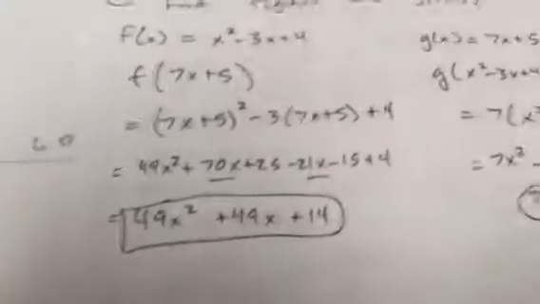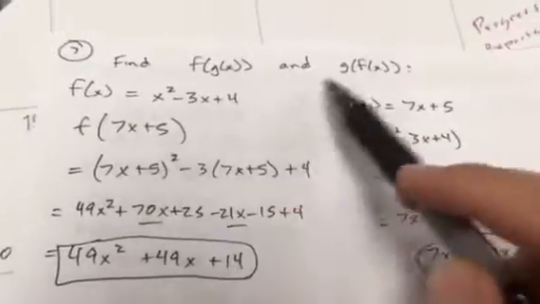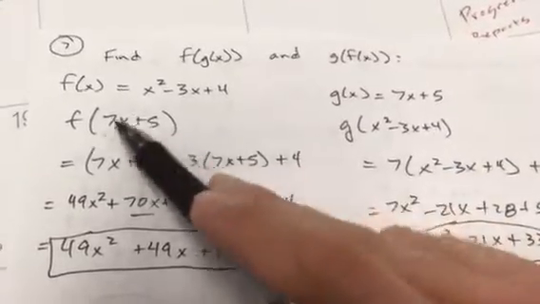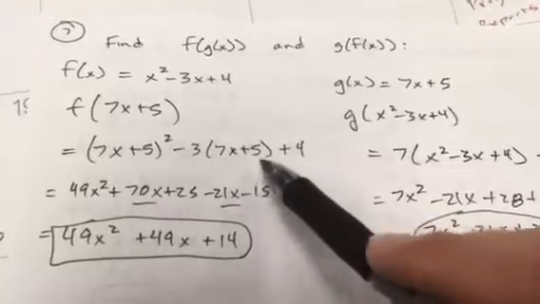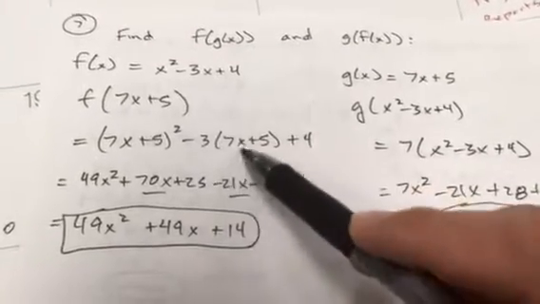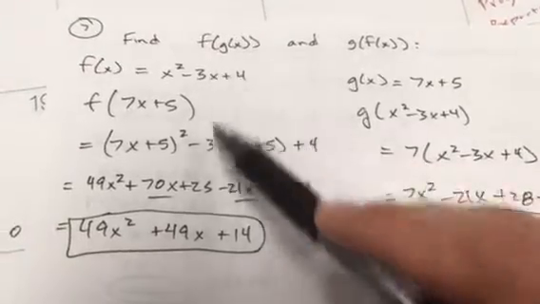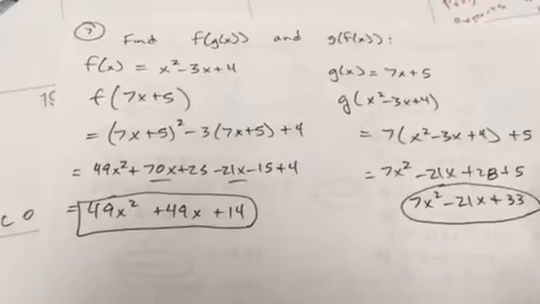And the last page, f of g of x. So that means just rewrite g of x there. And I'm going to plug this in for x in that equation. That is a lot of algebra. I plug 7x plus 5 in for x there. I plug 7x plus 5 in for x there. And then add 4 at the end. Okay, it's just a lot of algebra.